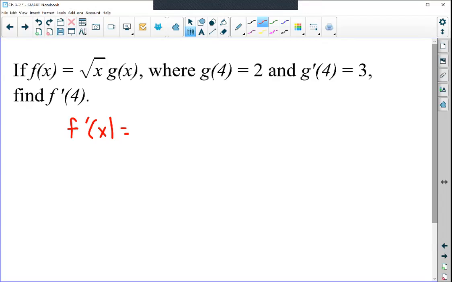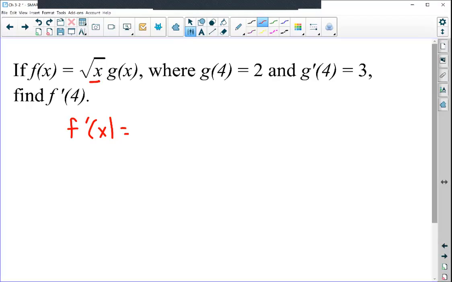So again, we have a product rule. We have our first function, square root x. The second function is just called g of x. We don't have an explicit form for that.